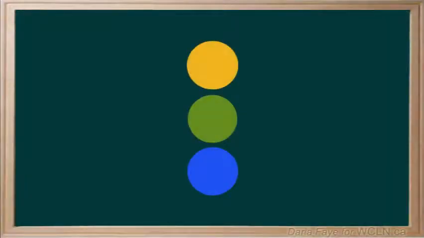Before we get into a specific counting problem, let's take a look at these three circles. How many different ways could we arrange or order these three different circles? I'd like you to pause the video and take a stab at trying to figure this out. When you're ready, press play again and we'll take a look at all of the possibilities.